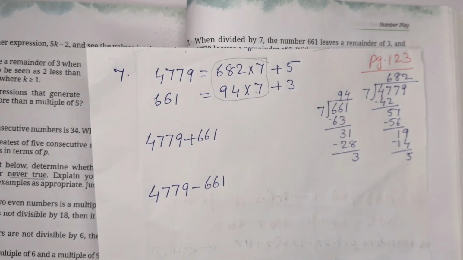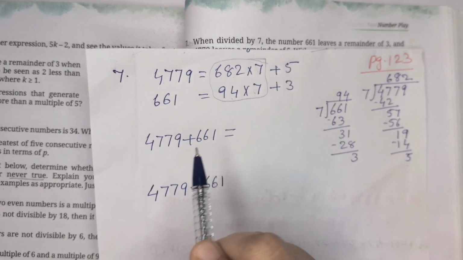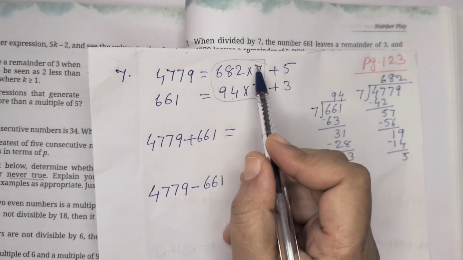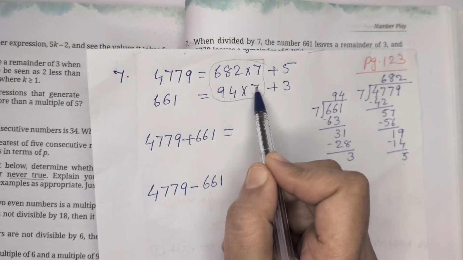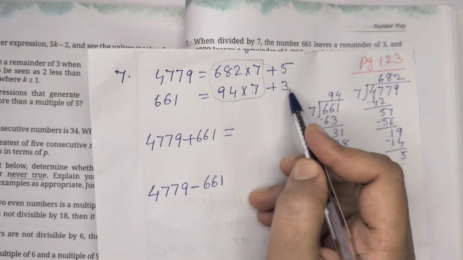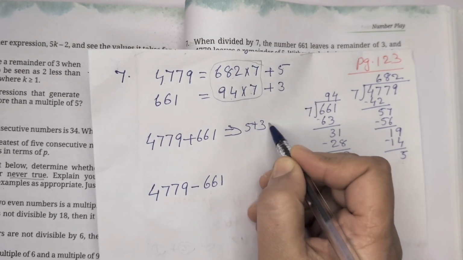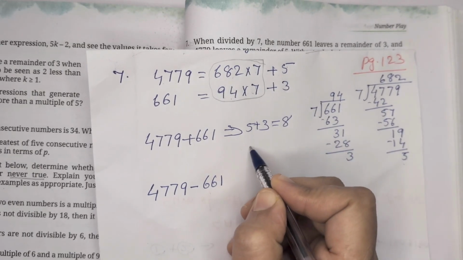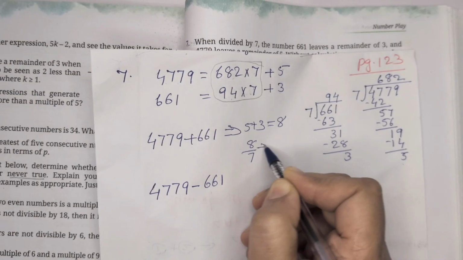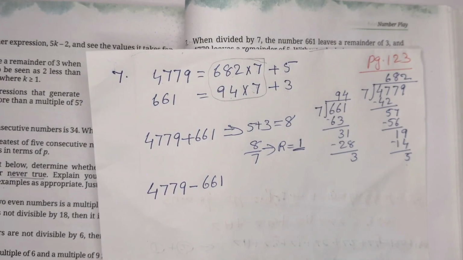So when we are adding these two numbers, we will get the sum of these two, that into 7. We need not consider that because we already know it is a multiple of 7, which means that number we can completely divide by 7. Now look at the remainder. Here the remainder is coming 5 plus 3. That means 8. When we are dividing 8 by 7, we will get the remainder as 1. So the remainder will be 1.